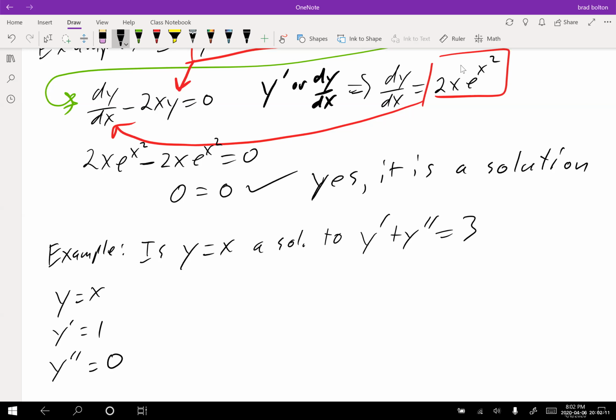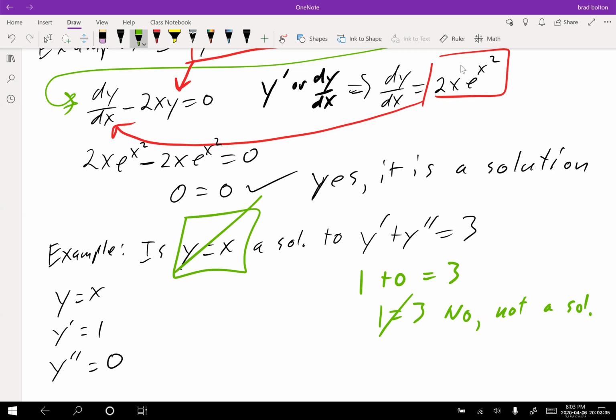We're going to say, well, let me do it in green real quick. So y prime is 1 plus 0 equals 3. So 1 equals 3. That is not true. So no, not a solution. So y equals x is not a solution. So this is not a solution to the differential equation.